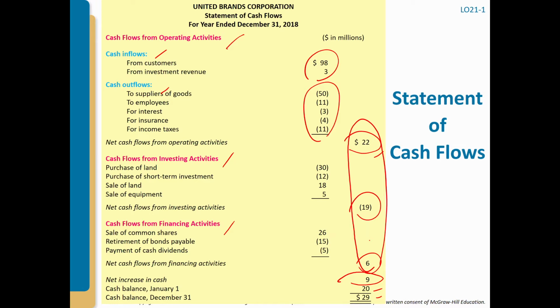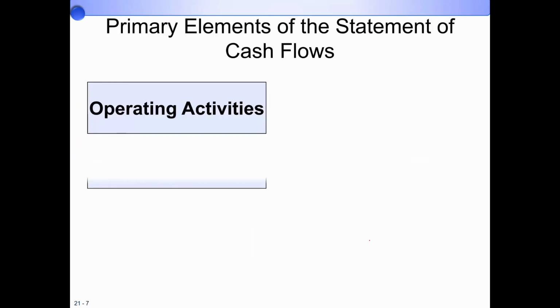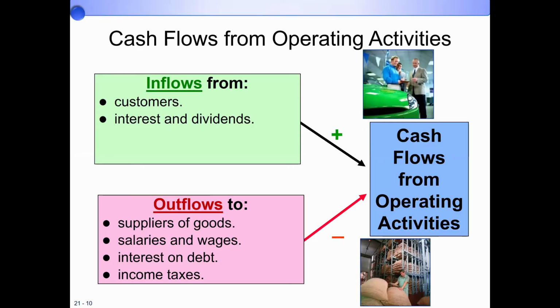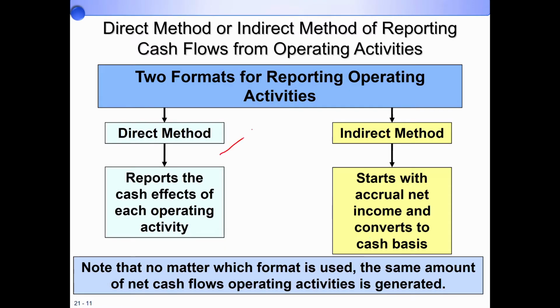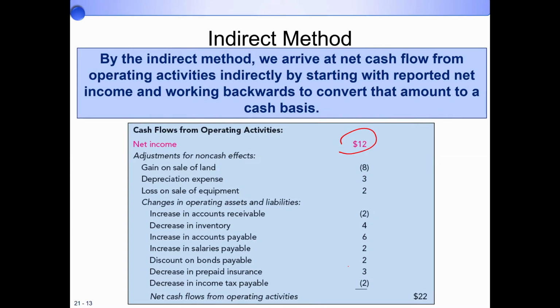Then we talked about those three activities one by one. For the operating activities, we have two methods: the direct method and the indirect method. With the direct method, we list the cash inflows and cash outflows directly, and then we figure out the net. With the indirect method, we start with net income, plus or minus those adjustments, and you get net cash flow.